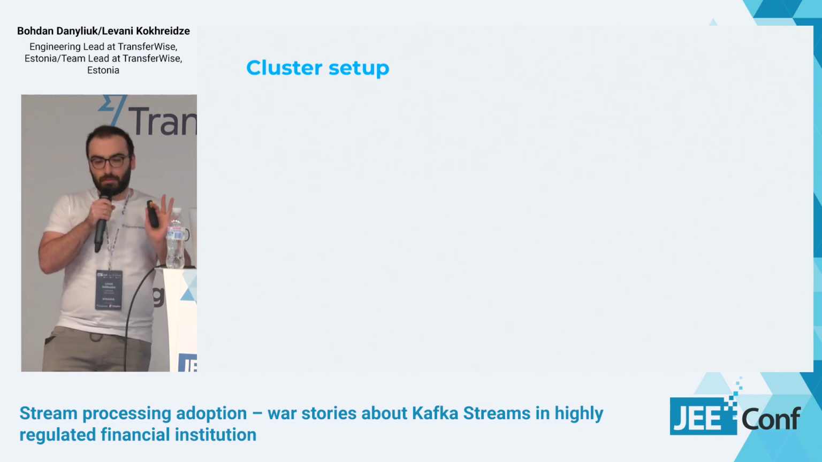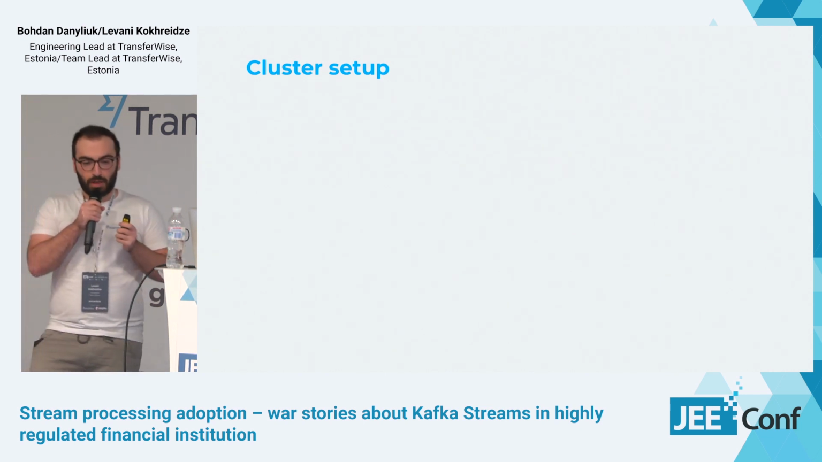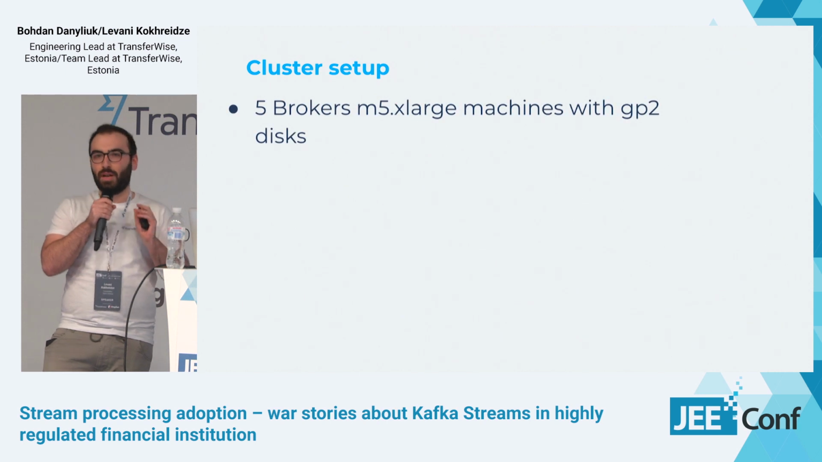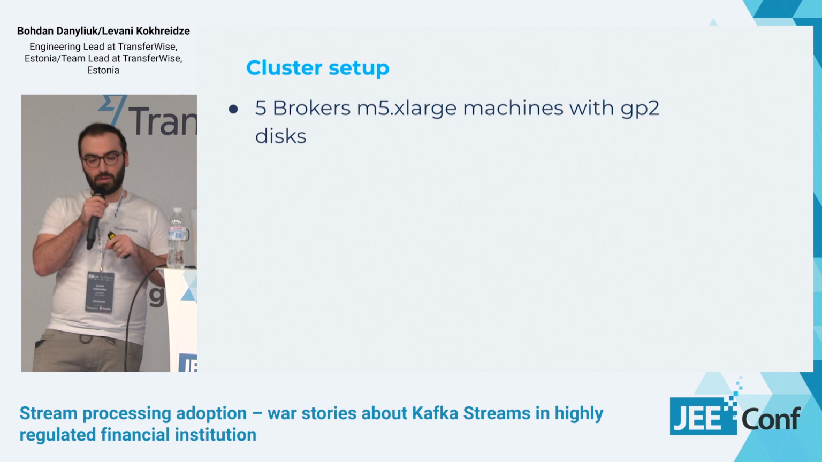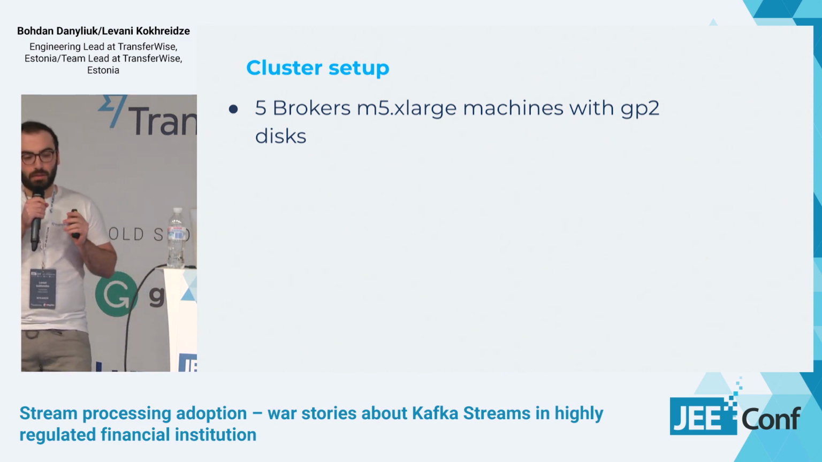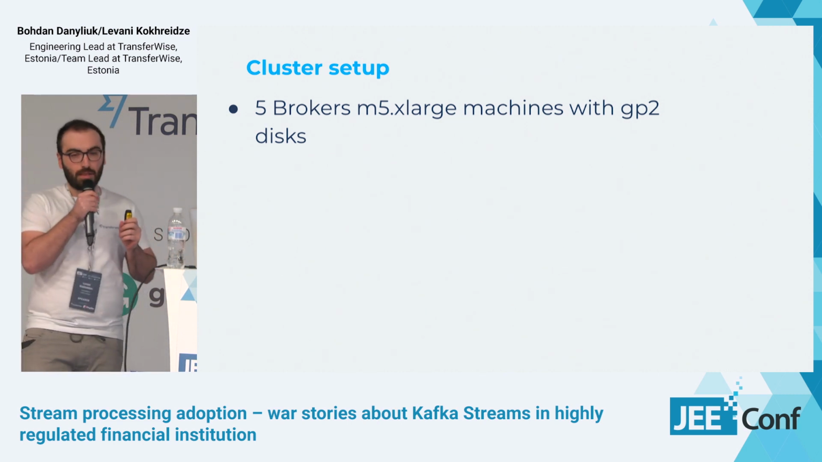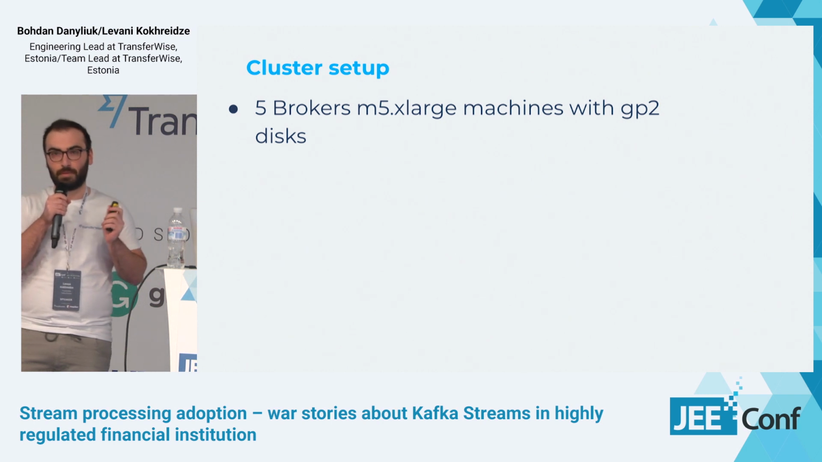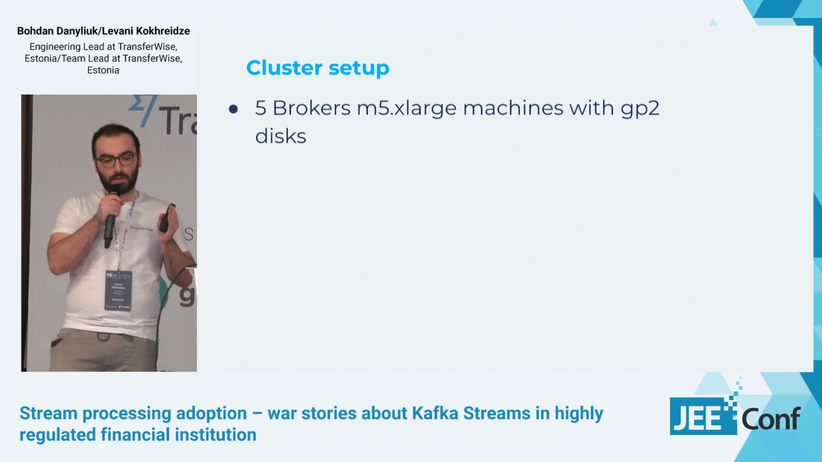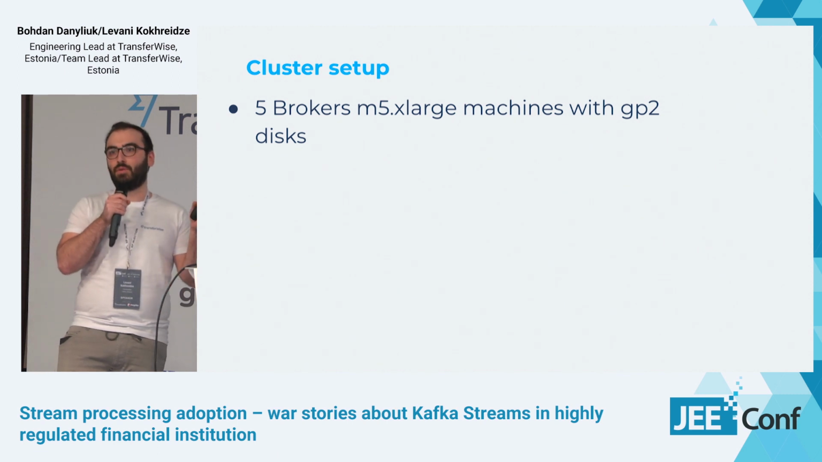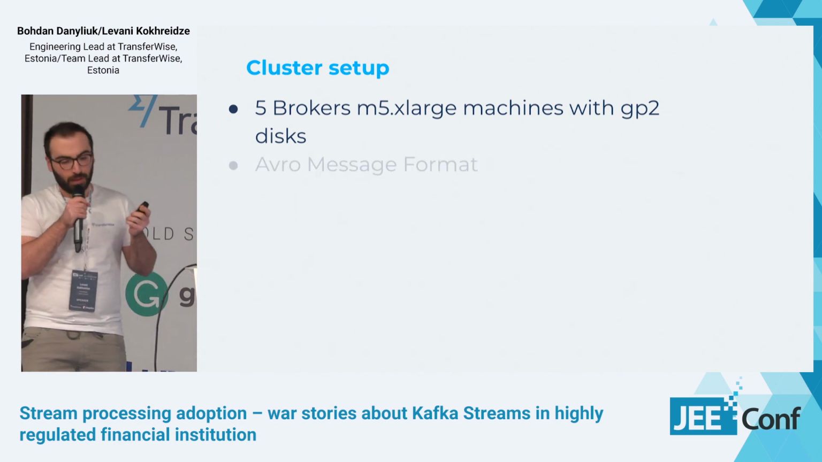So first, very briefly about our Kafka setup, we have quite a moderate cluster. We only have 5 brokers for stream processing. It runs on AWS, on M5 X large machines, with GP2 disks. We have 3 terabytes of GP2 disks for each broker. We will cover later why we need so much disk.